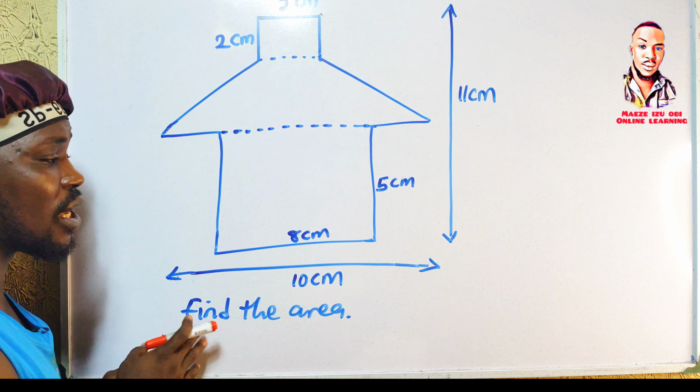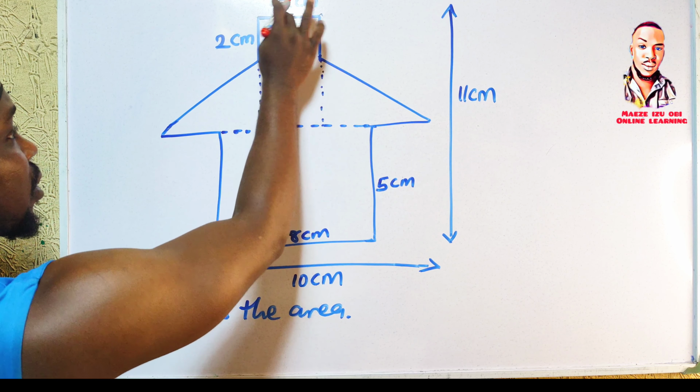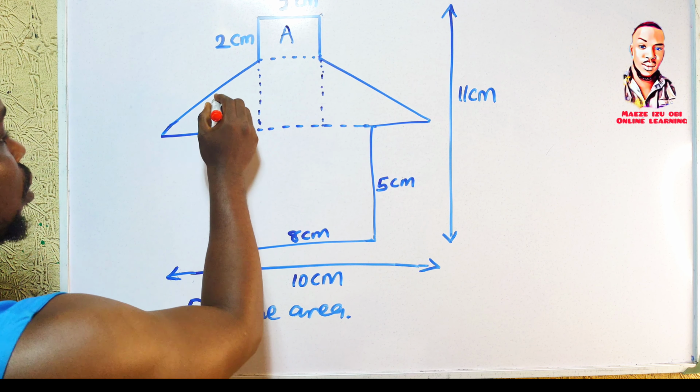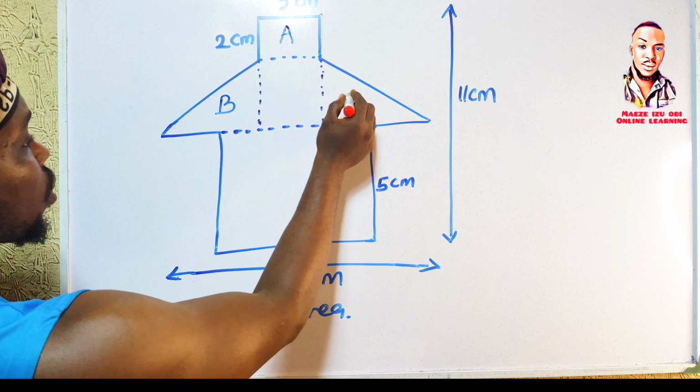Now we have fig A. This particular figure we are going to call fig A. We are going to call this one B. We are going to call this one C. And we are going to call this one D. And the last one we are going to call E. Now let us solve each shape.